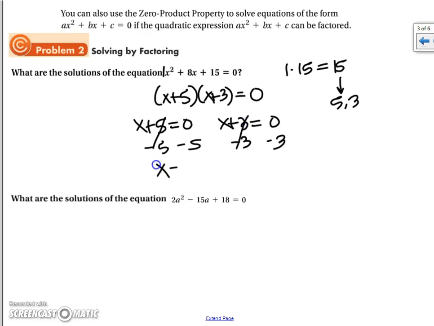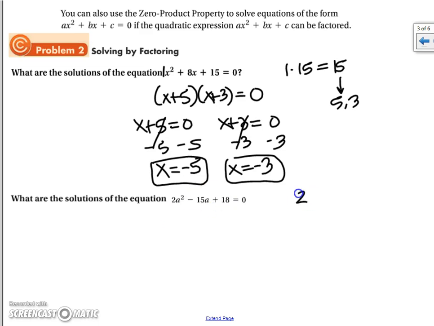So in both cases, I get x equals -5, and over here, x equals -3. What this means, if you were to type this into your y equals on your calculator and graph it, these two solutions, remember, are where your graph is going to cross the x-axis. That's what our solutions are to a quadratic equation. All right, continuing on, going to factor again.